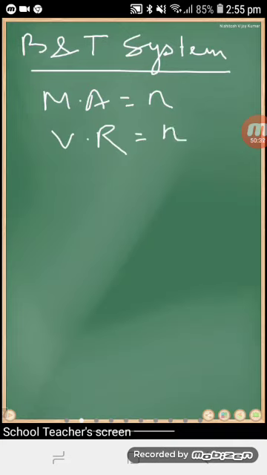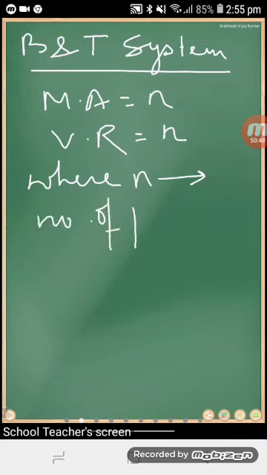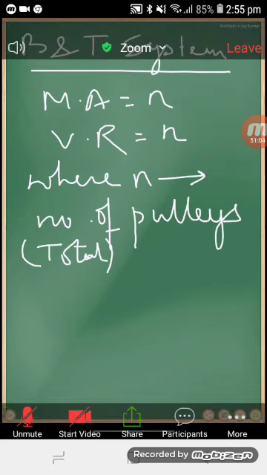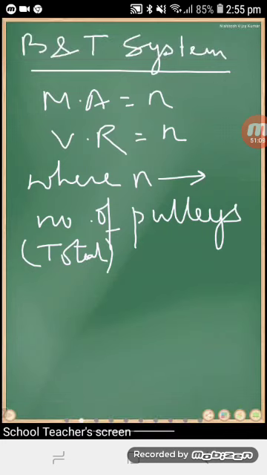Efficiency definitely will be equal to 1 for the ideal case, where n represents number of pulleys. I'll say number means total number. It's not like only in the upper or in the lower one. Okay, so I hope it is clear to all of you.